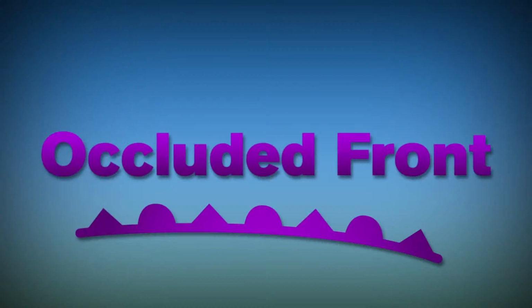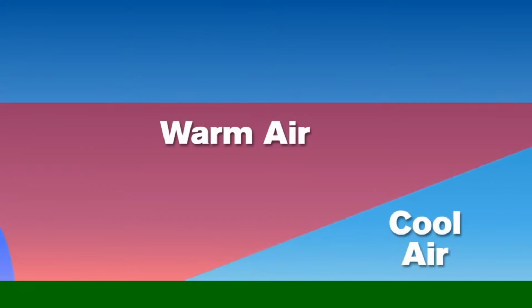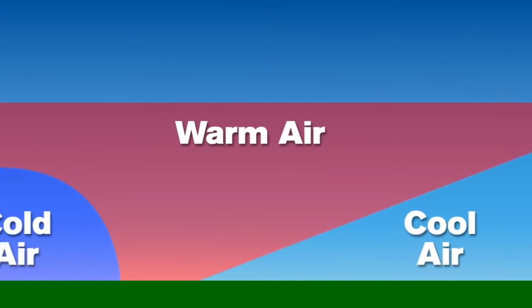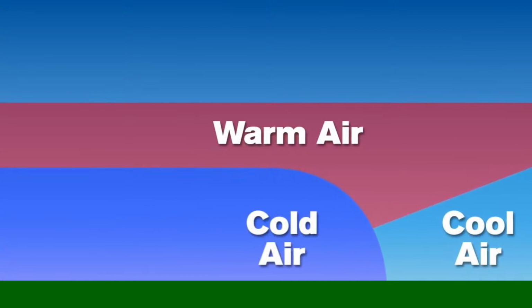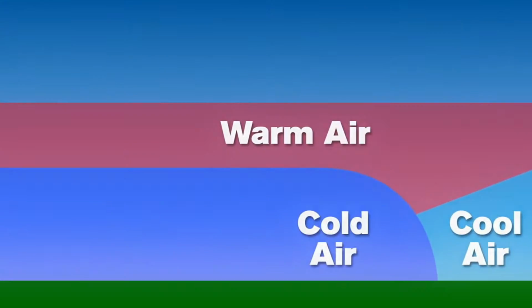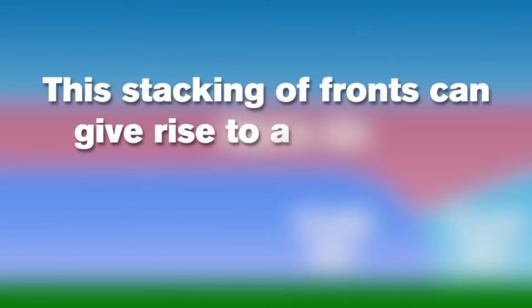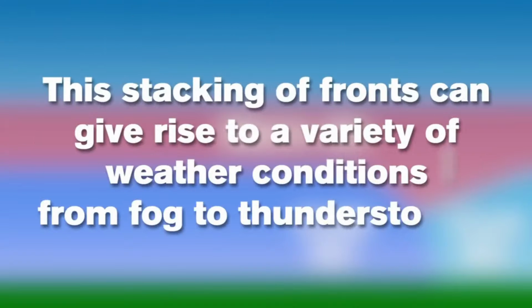The last type of front is called an occluded front. Occluded fronts form when a fast-moving cold front catches up to a slower-moving warm front. Cold front will then lift up the warm front and eventually interact with the air that is in front of the warm front. This stacking of fronts can give rise to a variety of weather conditions, from fog to thunderstorms.